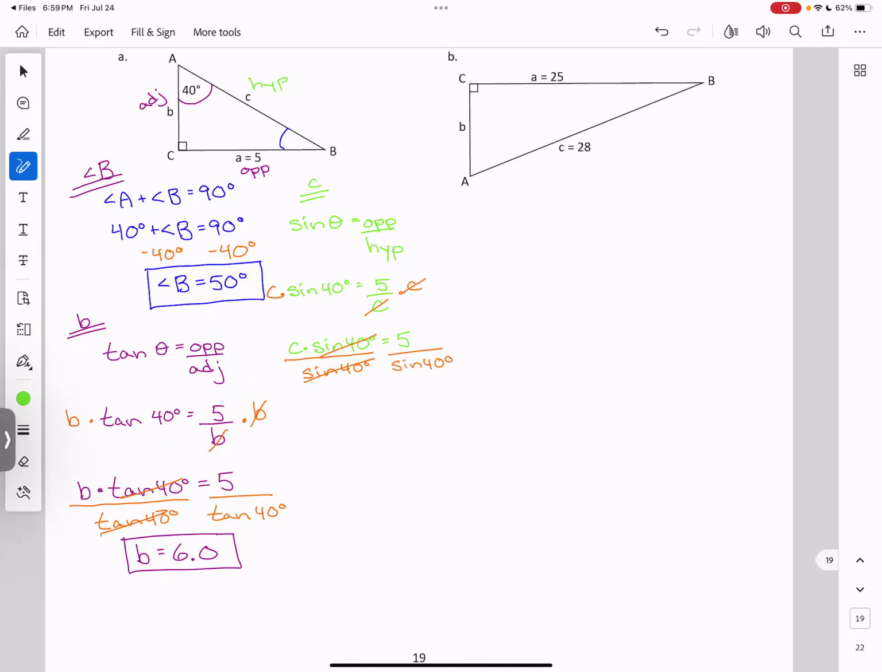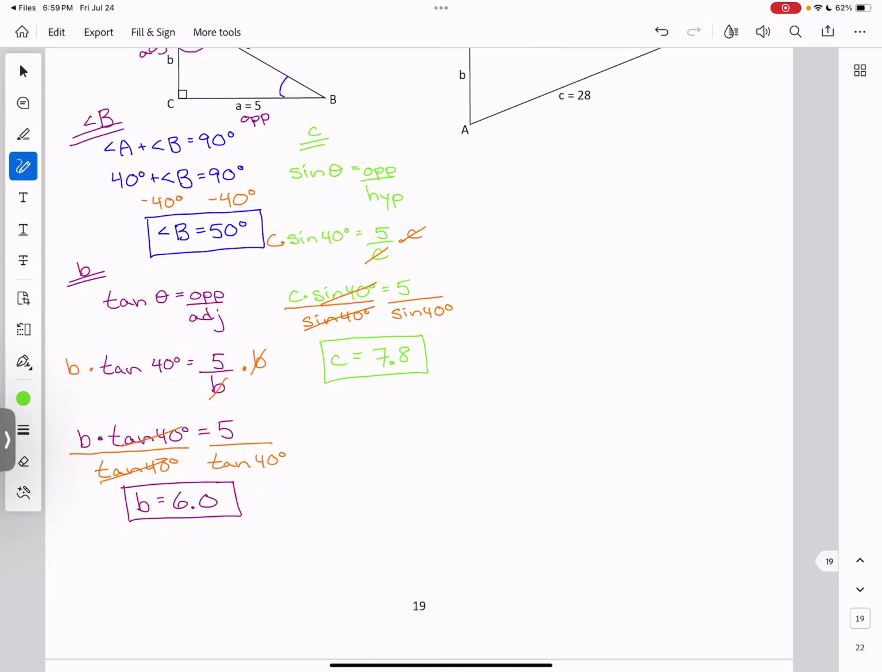And that allows me to solve for c. So when I put that into my calculator, I get 7.8 to the nearest tenth. And now, as a double check, we know a squared plus b squared equals c squared. So if we want to check this, we can check if little a, which is 5, so 5 squared, plus little b, we found to be 6.0, equals 7.8 squared.